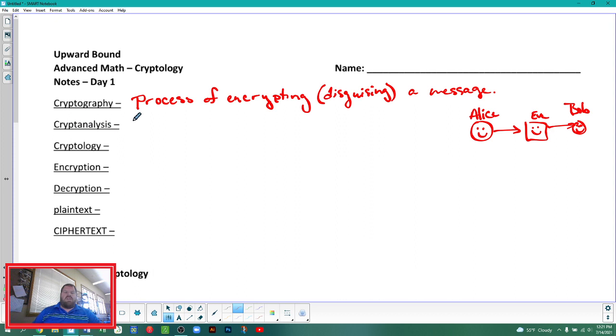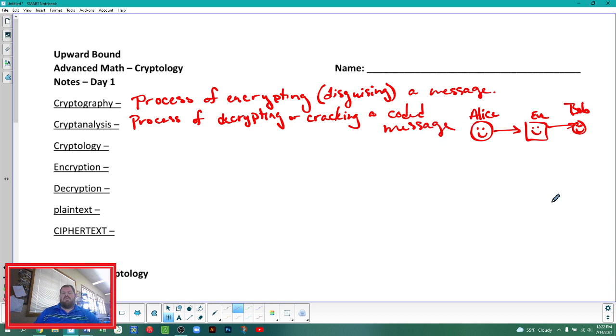Okay, cryptanalysis is another process that kind of takes on two different heads, and I'm going to talk about those two as we get going through here. But I'm going to say a process of decrypting or cracking, and there is a difference, a coded message. Okay, decrypting or cracking a coded message. And that's what cryptanalysis is.